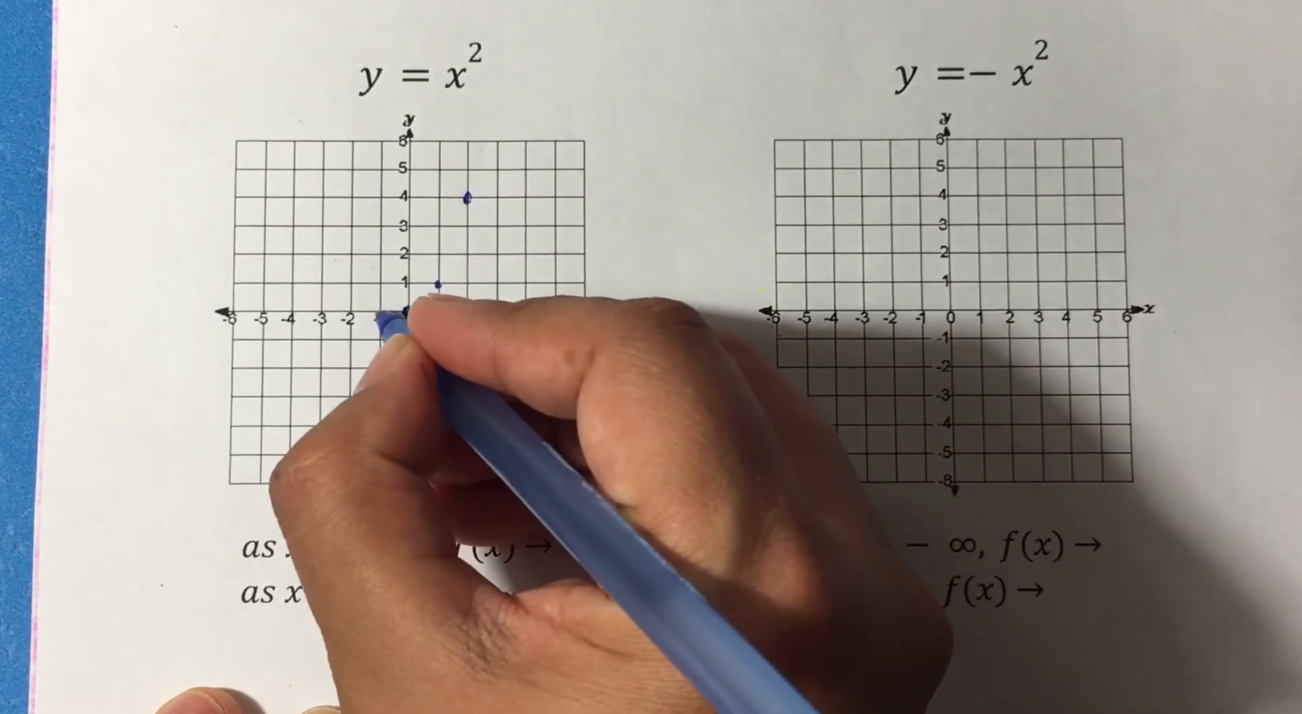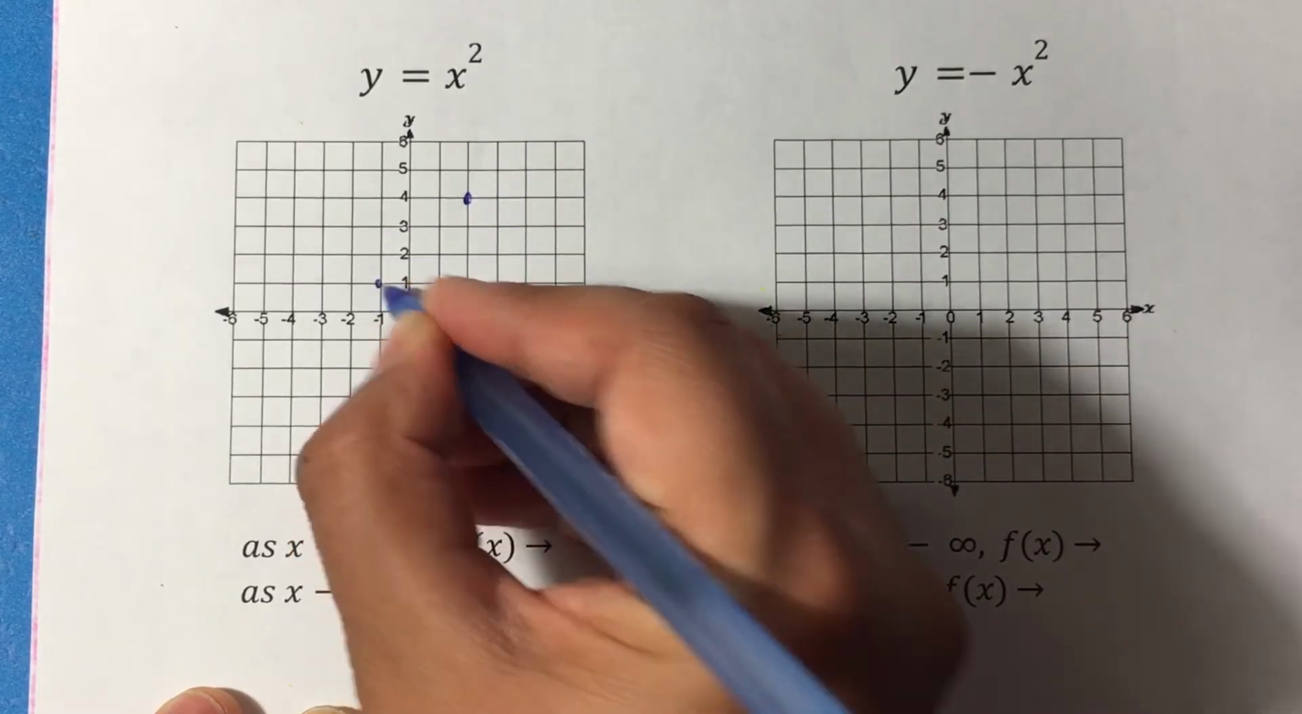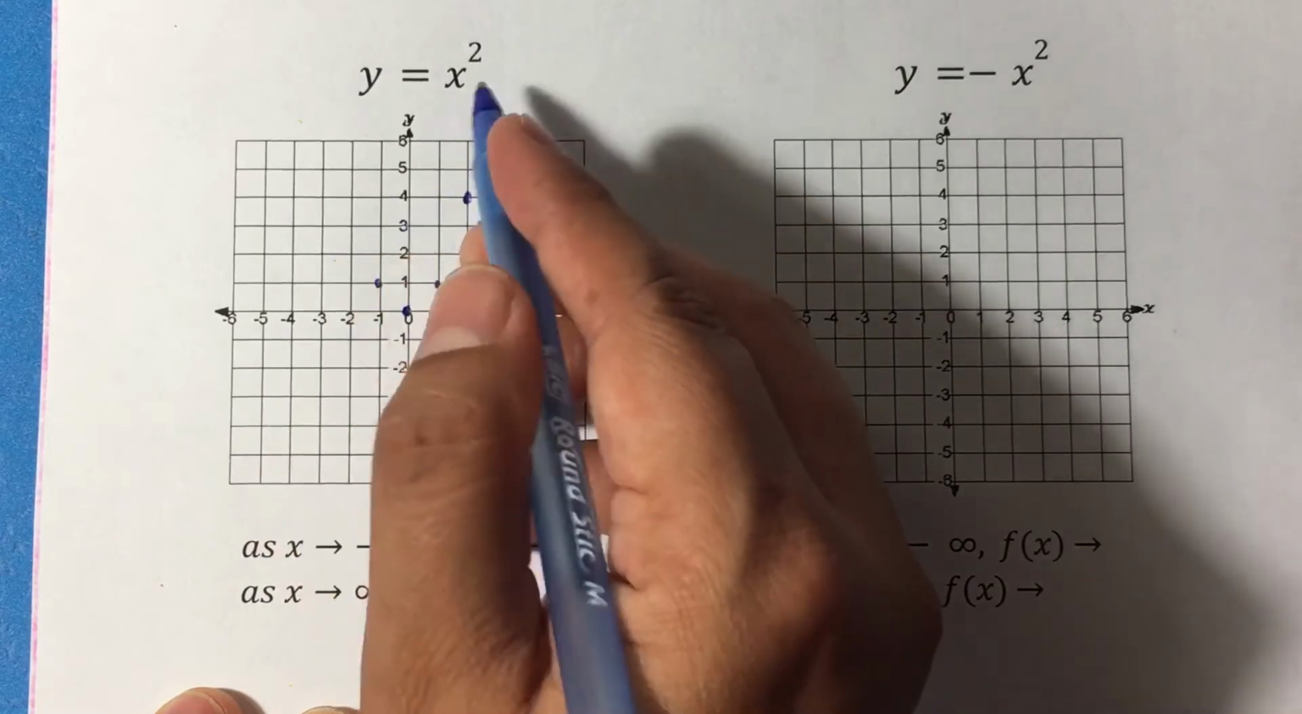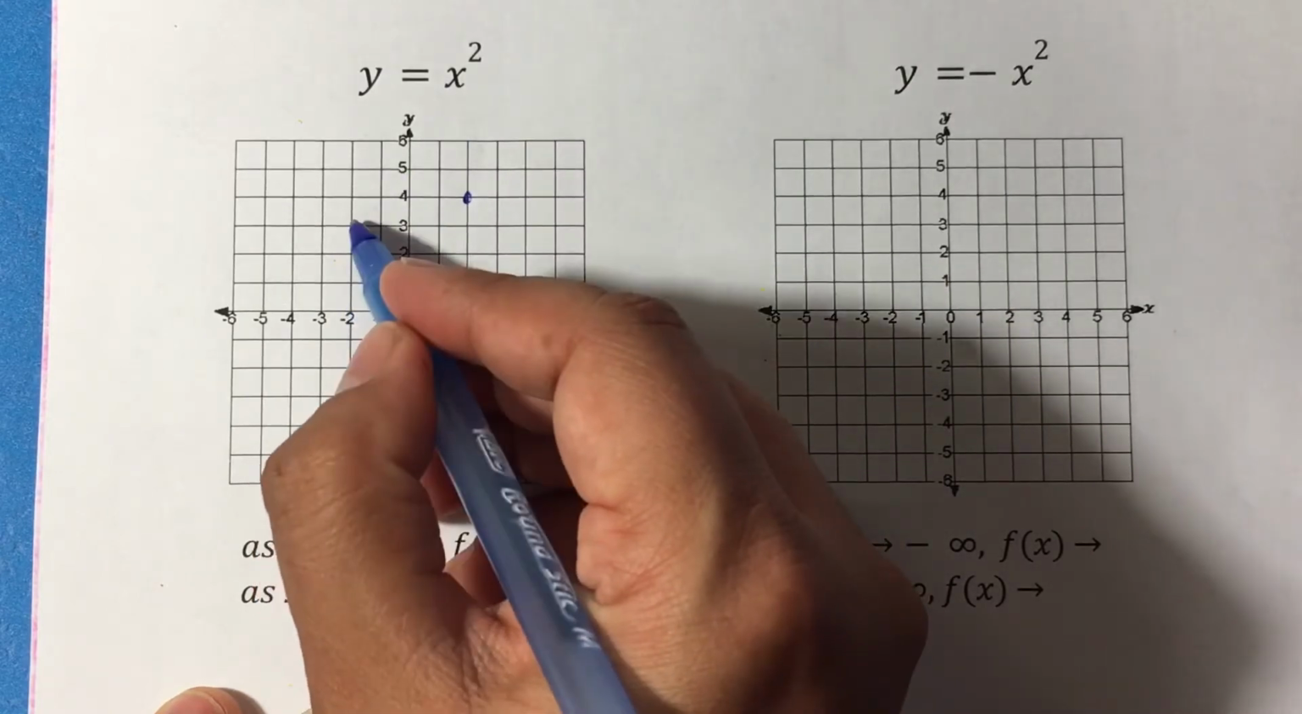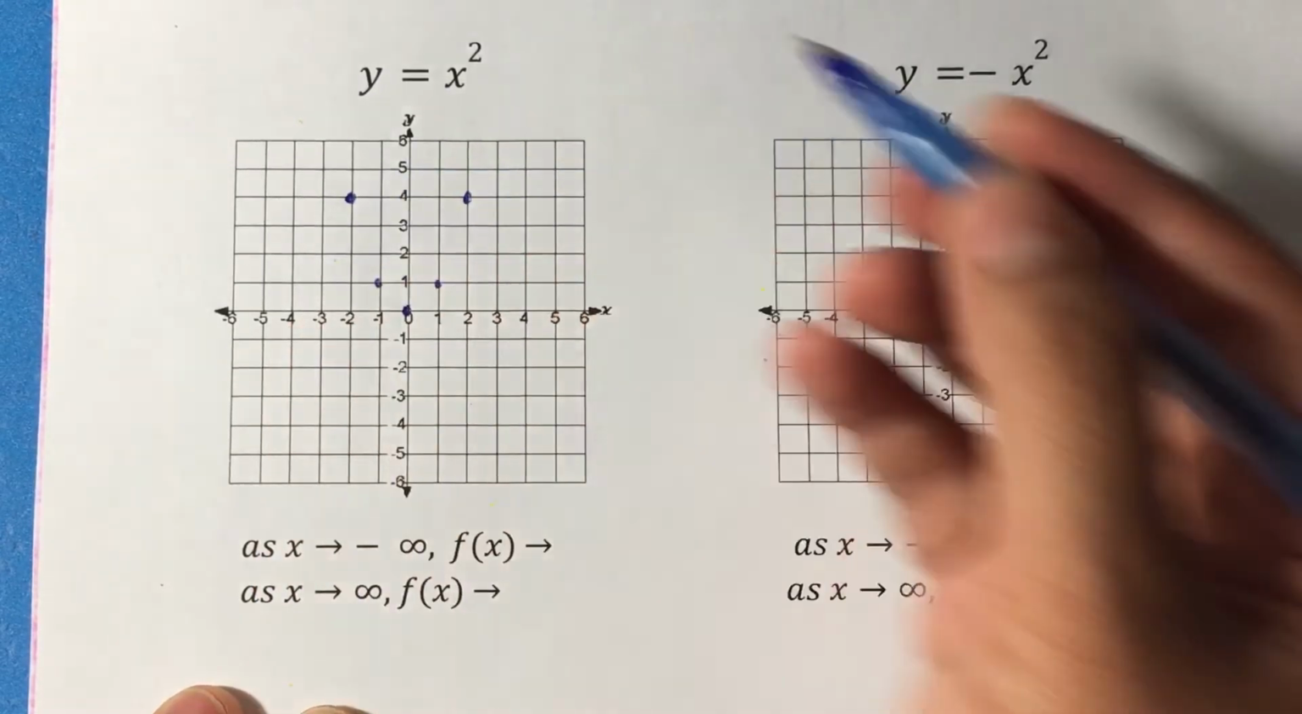On the other side, -1 times -1 is +1. -2 for x, -2 times -2 is +4, right there.